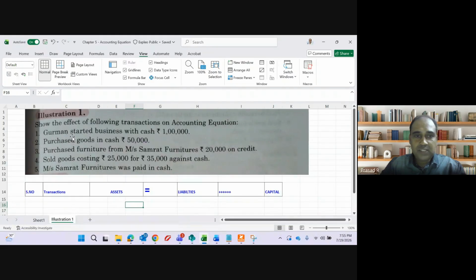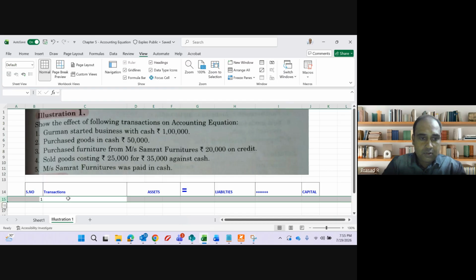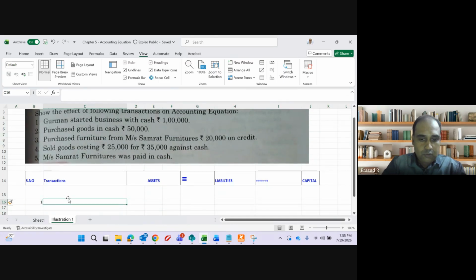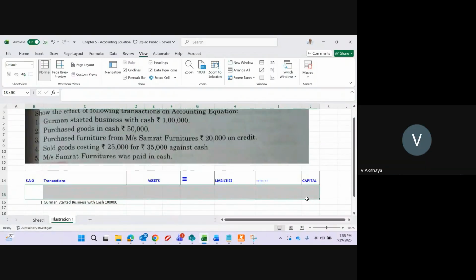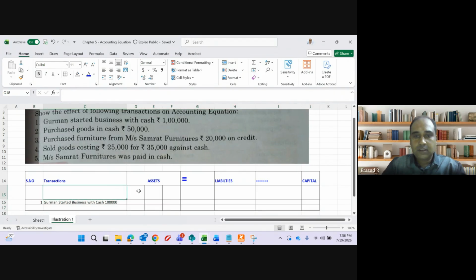First transaction, first serial number. What is the transaction, guys? Gurman started business with cash 1 lakh rupees. My screen is visible to you, guys? Yes, sir. Good, very good, guys.